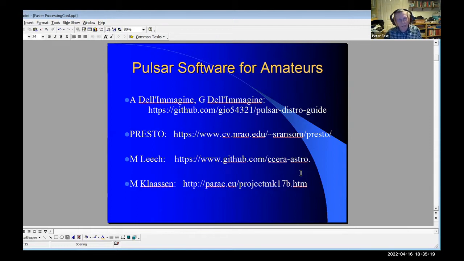Both Andrea's and Marcus's software produce data in filter bank format, which is suitable for most of the professional packages. And Presto is an excellent package. The problem that I find is that it's really been designed for professional applications, actually to find new pulsars, not to analyze them. And it really needs quite a strong signal. You do need a decent size aperture to be able to use it.